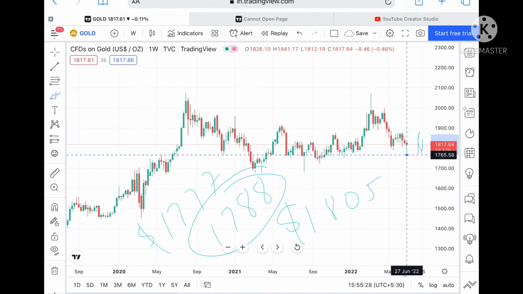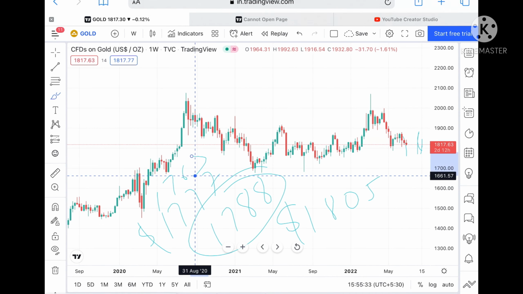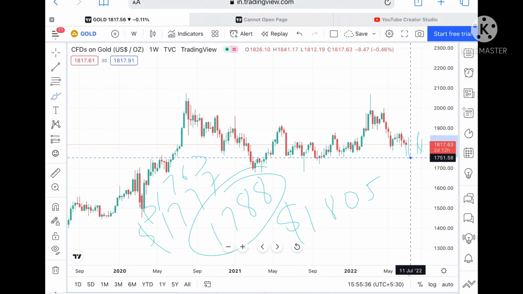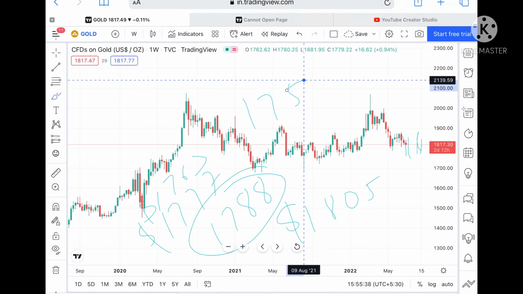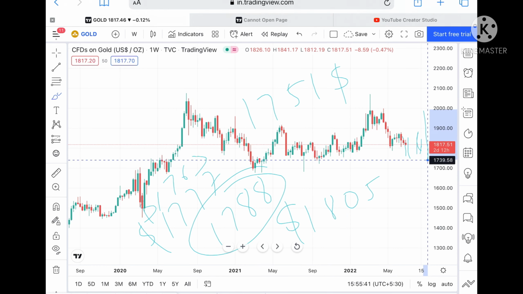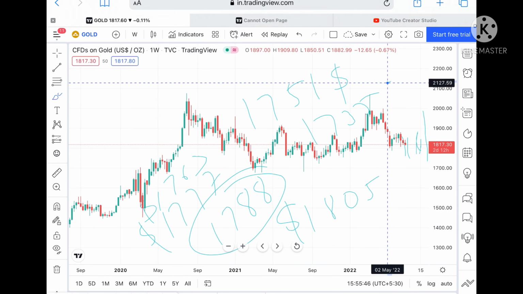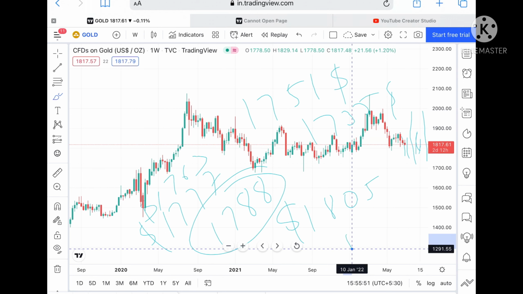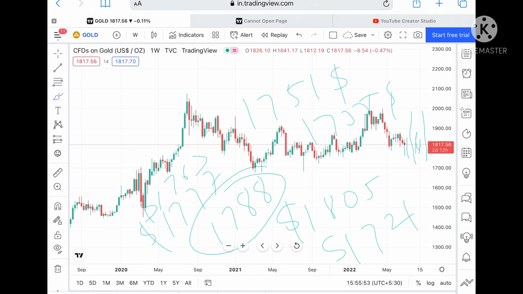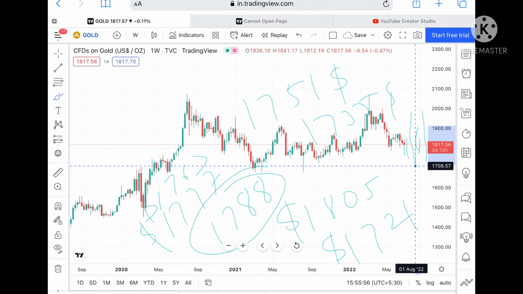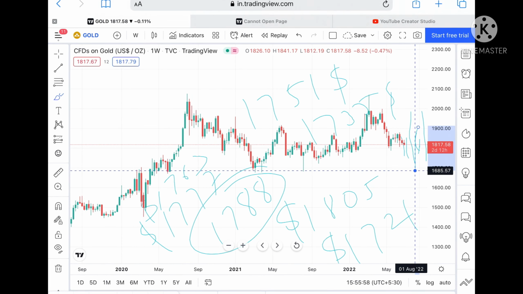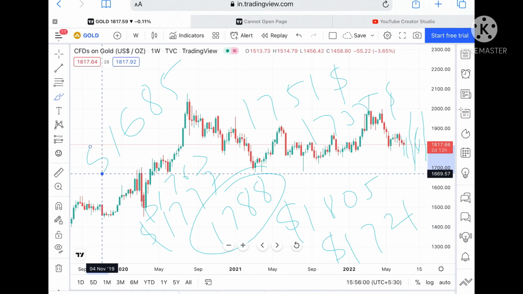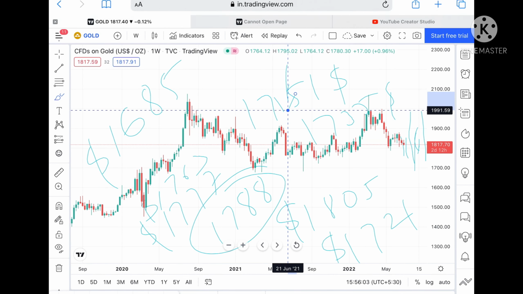Okay, and suppose that level goes further down, then we can see it can go to a level of 1763. And if that level goes further down, then we can see it can touch a level of $1751. Suppose the price goes below that level, then we can see it can go further low towards a level of $1735, and once it goes below that level, it can move further down towards a level of $1721. And once it goes below that level, it can go further down towards a level of $1685, and from there we can see it can move further down.